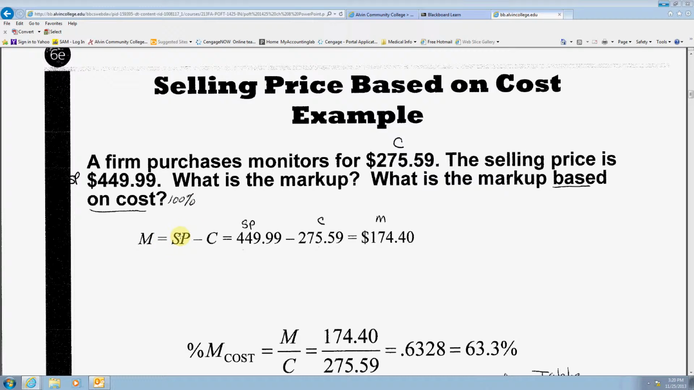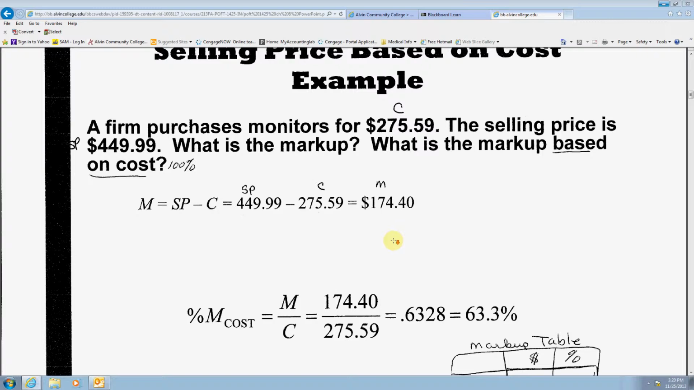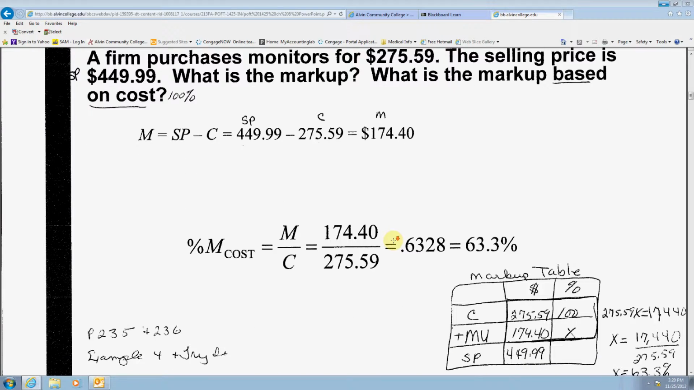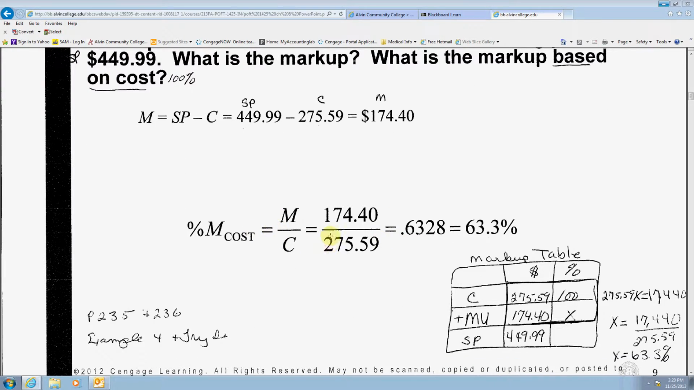So our formula is sales price minus cost. So we have our sales price, $449.99, minus our cost, which is $275.59, and then our markup is $174.40. And then to find out the percentage, we divide the markup by the cost, 174.40 by 275.59. So our percentage is 63.3% markup on cost.